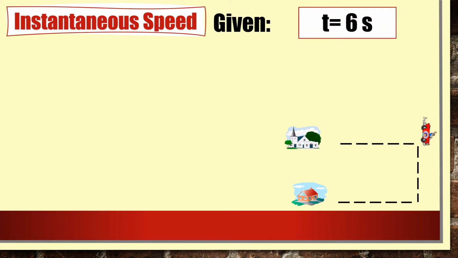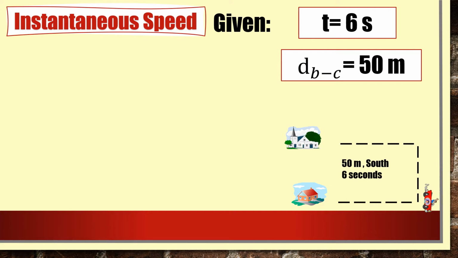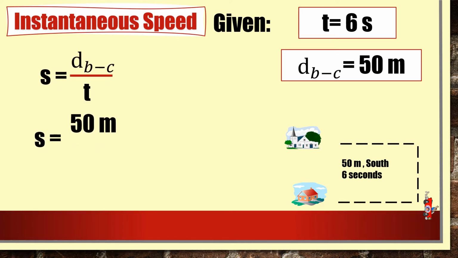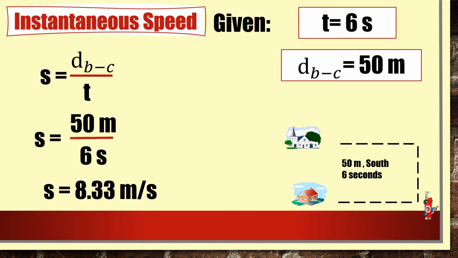Next, we have to solve for the instantaneous speed from point B to C. The given time from point B to C is equal to 6 seconds, and the distance from point B to C is equal to 50 meters. To solve for the instantaneous speed, we have the distance from point B to C, which is 50 meters, divided by the time, which is 6 seconds. The instantaneous speed of Reeds from point B to C is equal to 8.33 meter per second.